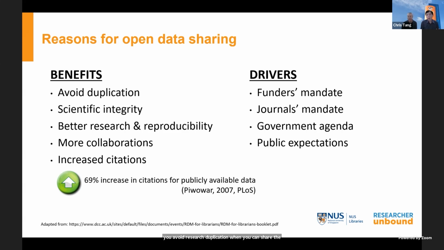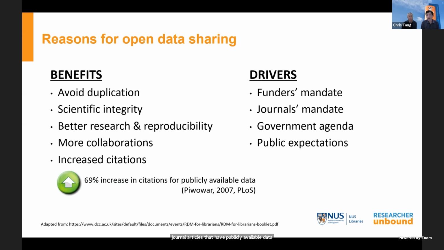And with this open research eco-environment, it helps to improve scientific integrity in the sense that all your open research methods are scrutinized, and therefore it leads to better research and reproducibility. In turn, all these will lead to more collaborations and increased citations of your journal article and your data set. In fact, even in 2007, we have a PLOS study that said that there's actually a 69% increase in citations for journal articles that have publicly available data attached to it.